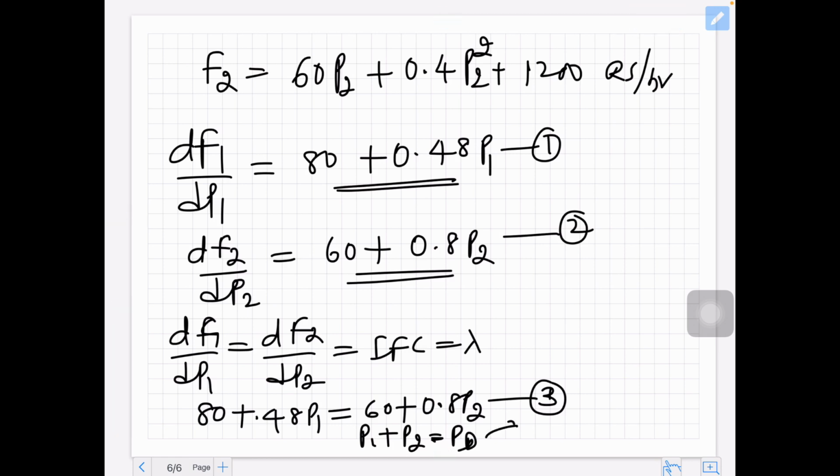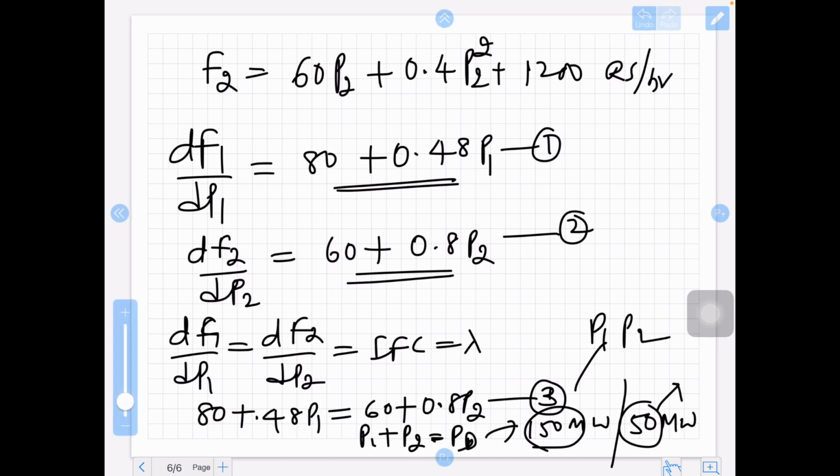Here the demand is 150 megawatt for 12 hours, and in the other 12 hours it is 50 megawatts. So we have to consider PD as 150 megawatt once and find P1 and P2, and next take PD as 50 megawatt and find P1 and P2. Two times we have to do the calculations, because the load is different in the 24-hour slab. So we have two equations, 3 and 4, two equations and two unknowns.